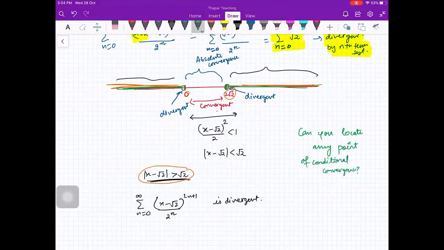Now you see here there is no point of conditional convergence. Why? Because we see convergence is only here, and that is absolute convergence. So there is no point of conditional convergence. What is conditional convergence? Where the series is convergent but its modulus series is divergent. Is that okay?